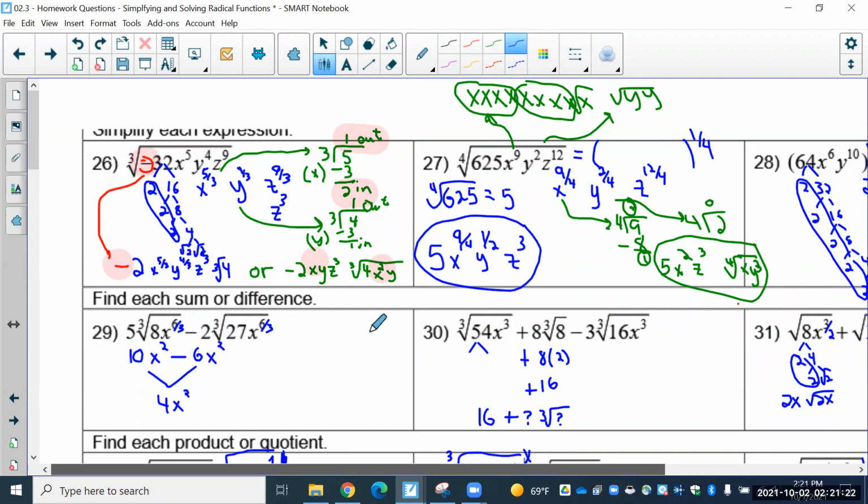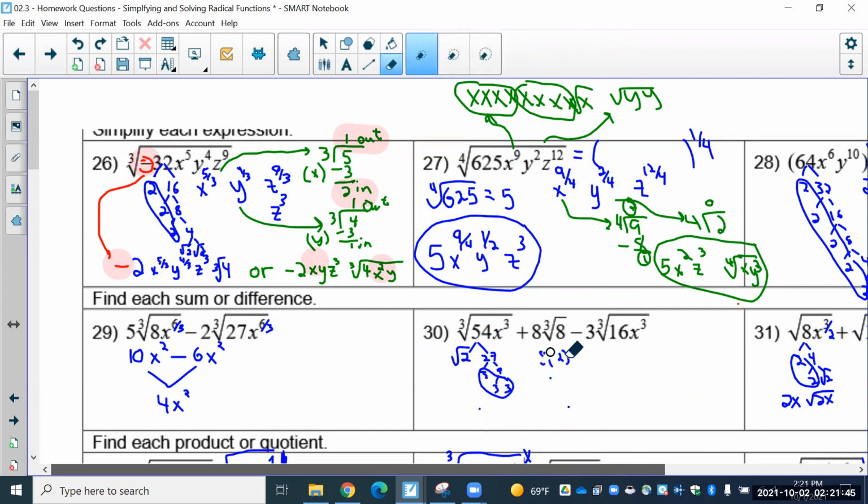So what do you do if stuff doesn't quite break down? So here in this 54 one, you divide by 2. Then you divide by 3. Okay, and you're looking for a group of 3. So here's my group of 3. And then you have this root. So this thing right here is going to become, all right, 3 cube root of 2.